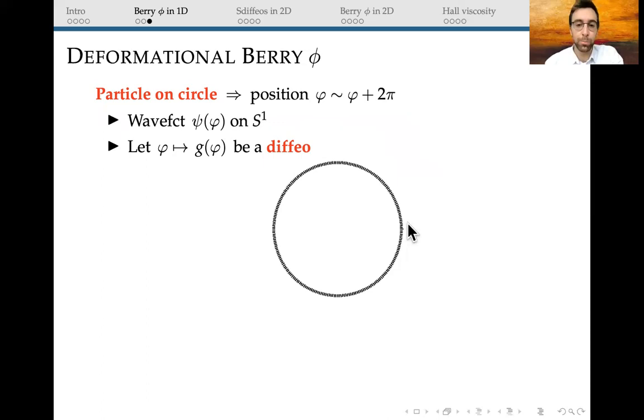And what I'm going to do now is to act on this circle with certain diffeomorphisms just to give you a flavor of the kinds of deformations I have in mind. So here's the first example, where as you can see, I have pinched the circle here on the right and expanded the points here on the left.